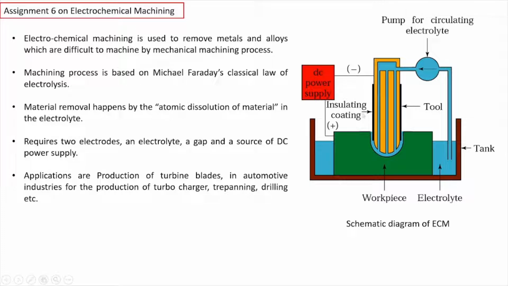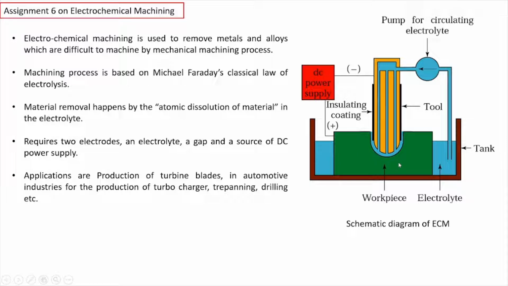From the figure itself you can see it has two electrodes, an electrolyte, a gap between the tool and the workpiece, and a source of DC power supply. We'll see how it works, and then come to the application part of electrochemical machining.